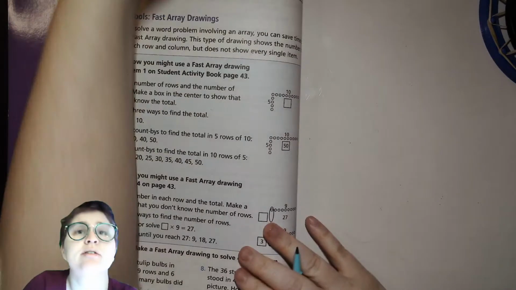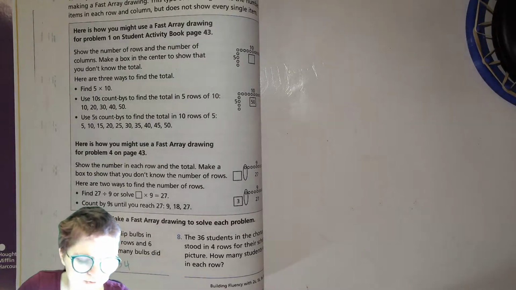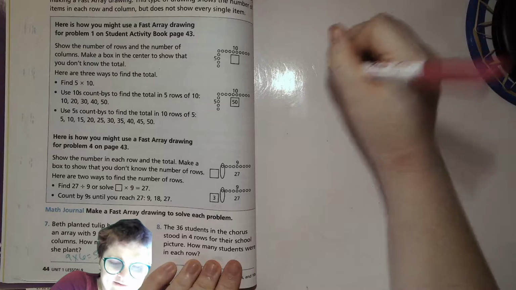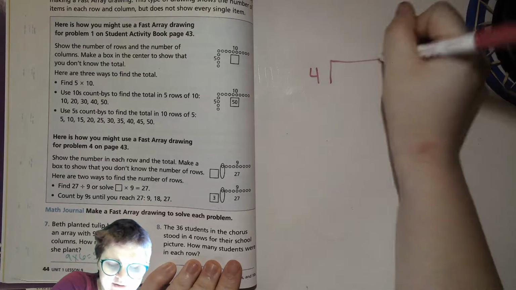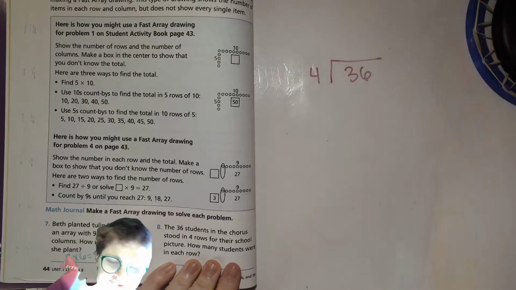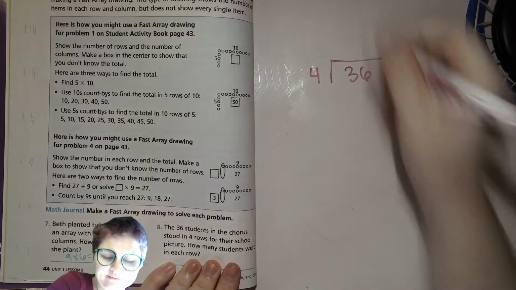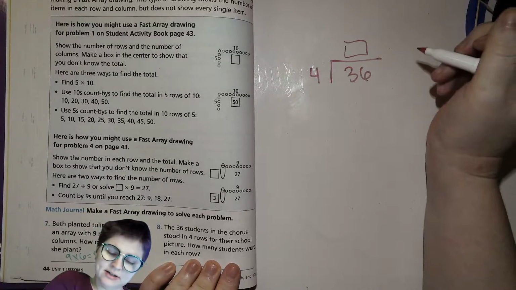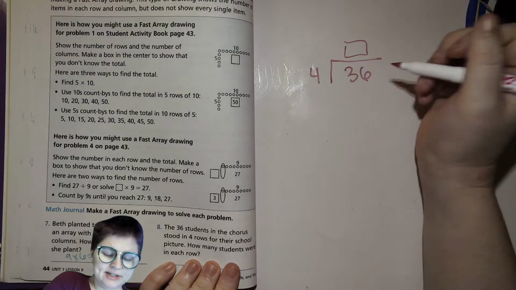Oops, knock my camera a little. Okay. Last one here. The 36 students in the chorus stood in 4 rows for their school picture. How many students were in each row? So, we have 4 rows, and we have 36 inside. We're wondering what this number is. Let's see. So we can count by 4s.